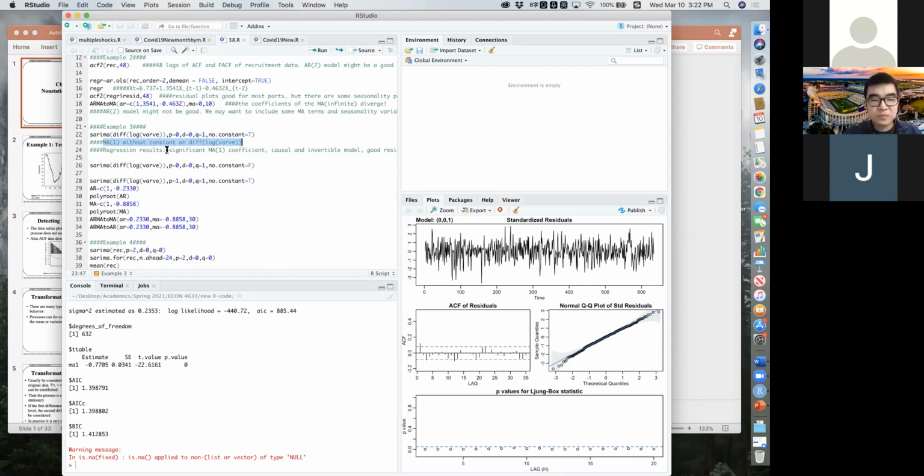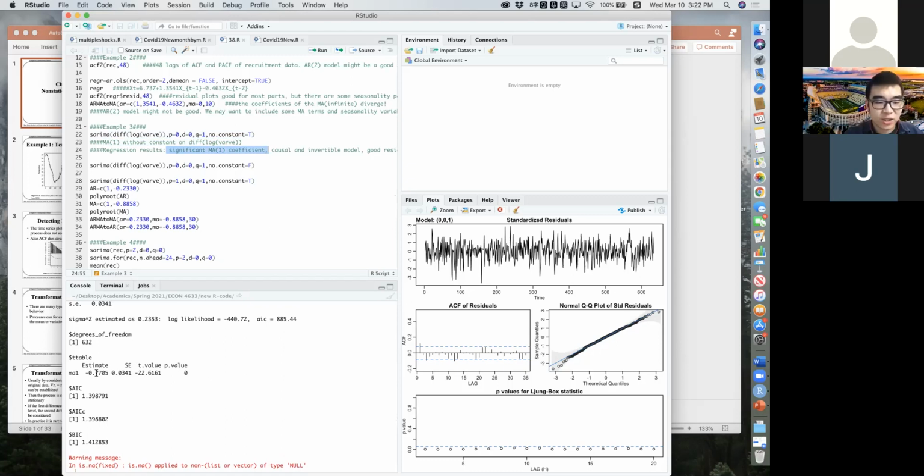First, we want to check whether the MA coefficient is significant, and you can check that from here. So it is significant, which is good. We can also check whether this is a causal or an invertible model, and we find the coefficient of the MA1 is negative 0.77, which has an absolute value less than 1. So that means this is a causal and invertible model.